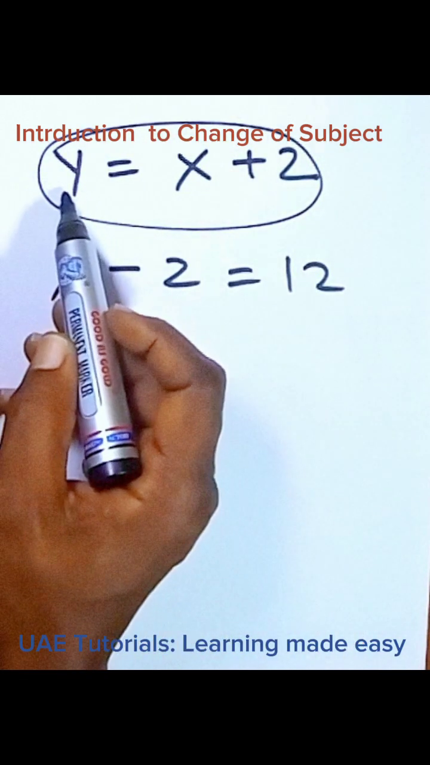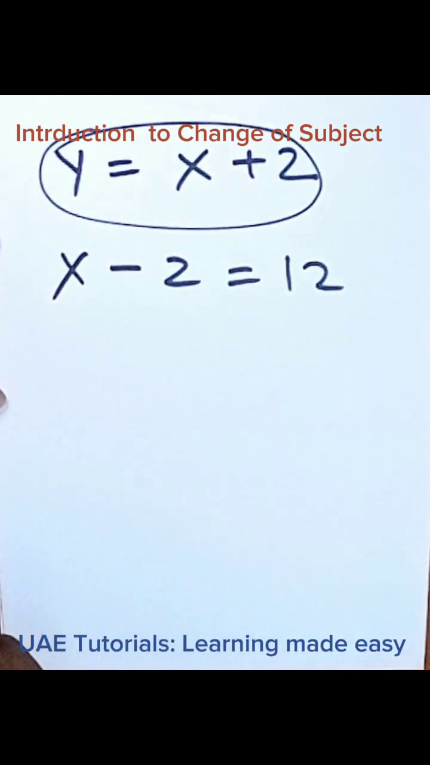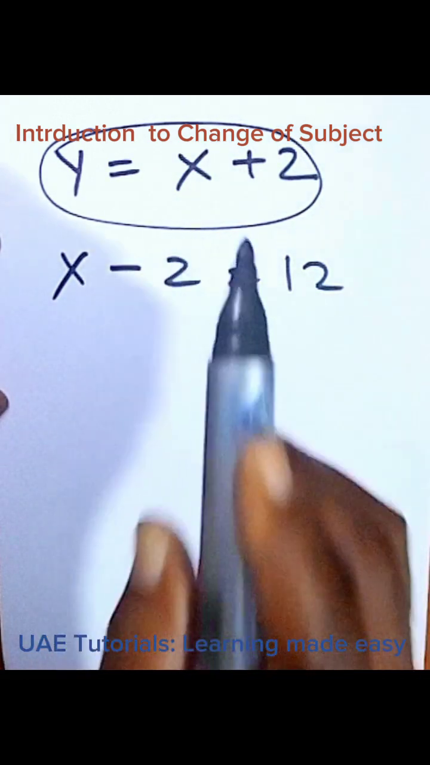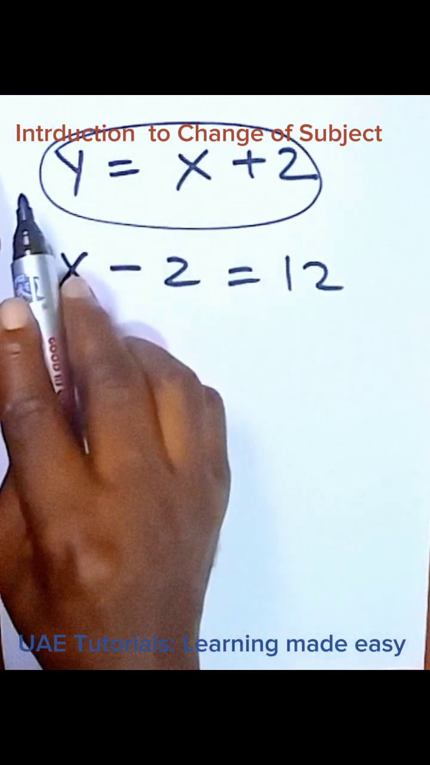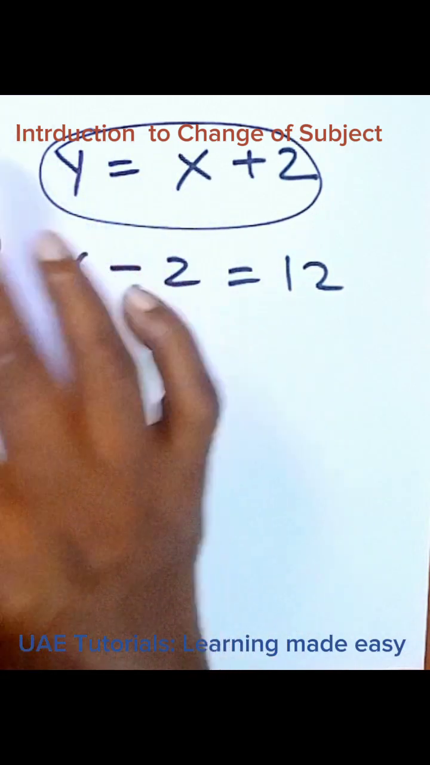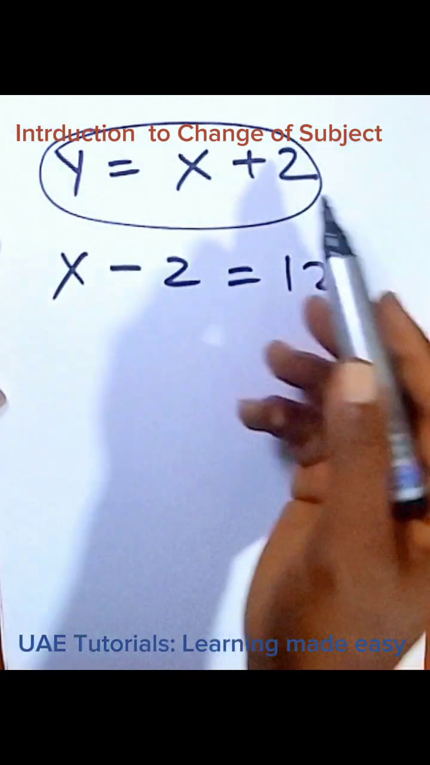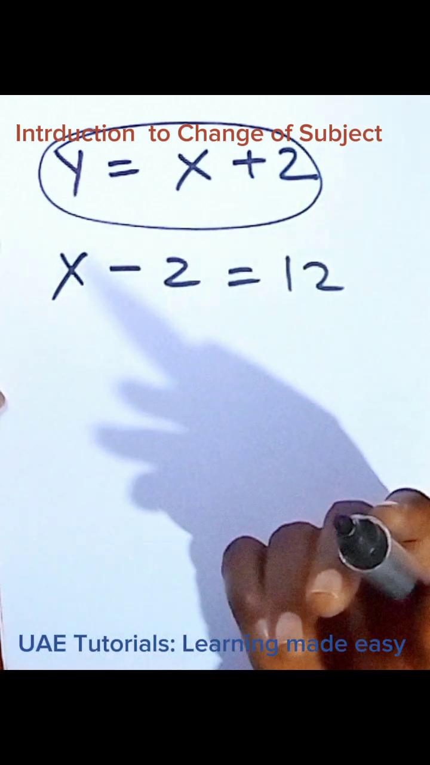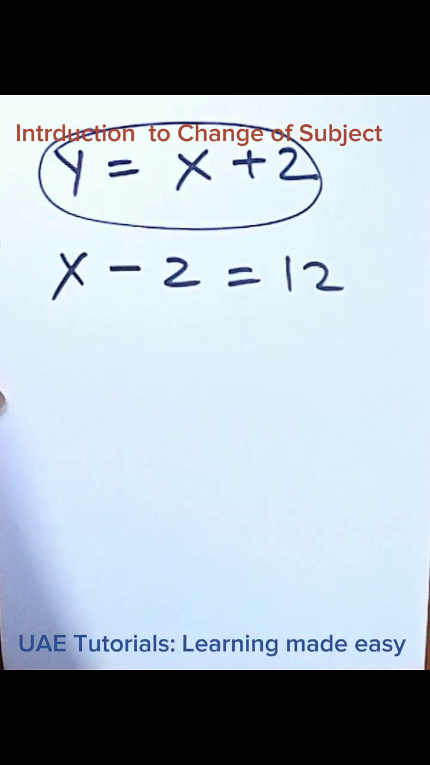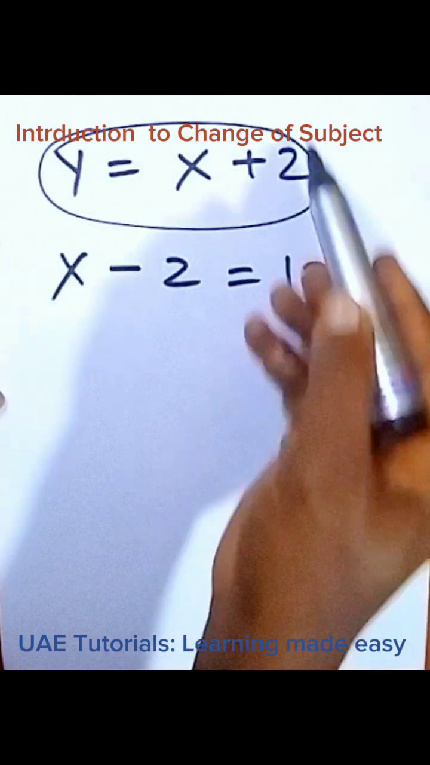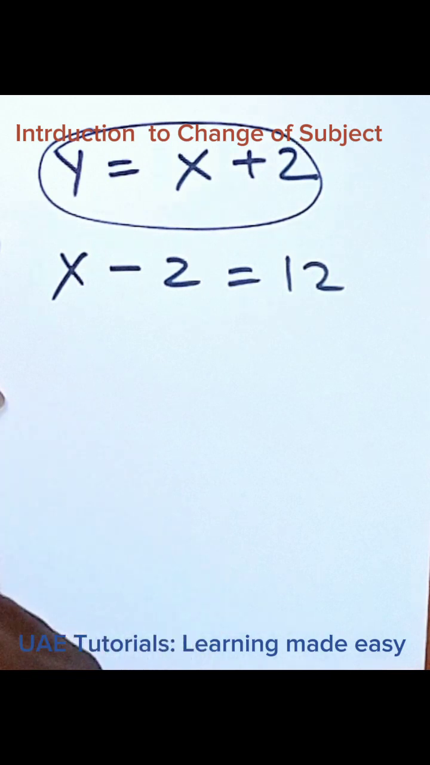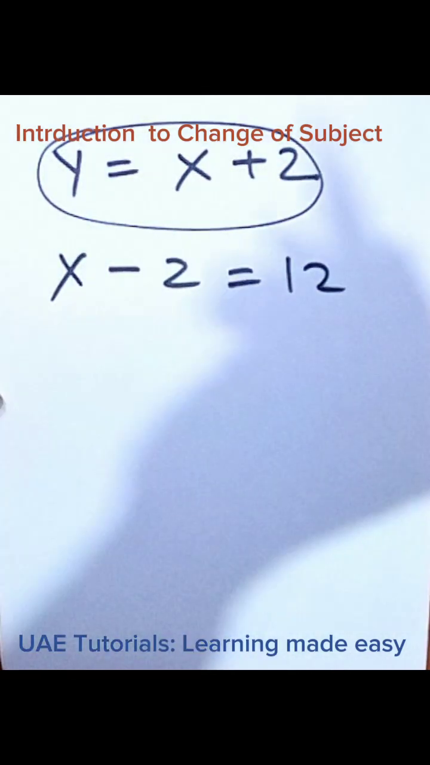Currently, y is the subject of the formula. How do we make x the subject of the formula? Just watch. Remember that we said that to make something the subject of a formula, that thing has to be alone on one side of the equation, either on the left-hand side or on the right-hand side. Now, if we want to make x the subject of the formula, 2 is attached to x with a positive bond. So it's a question of moving the 2 over to the other side. And to move the 2 over to the other side, we have 2 techniques for doing that.